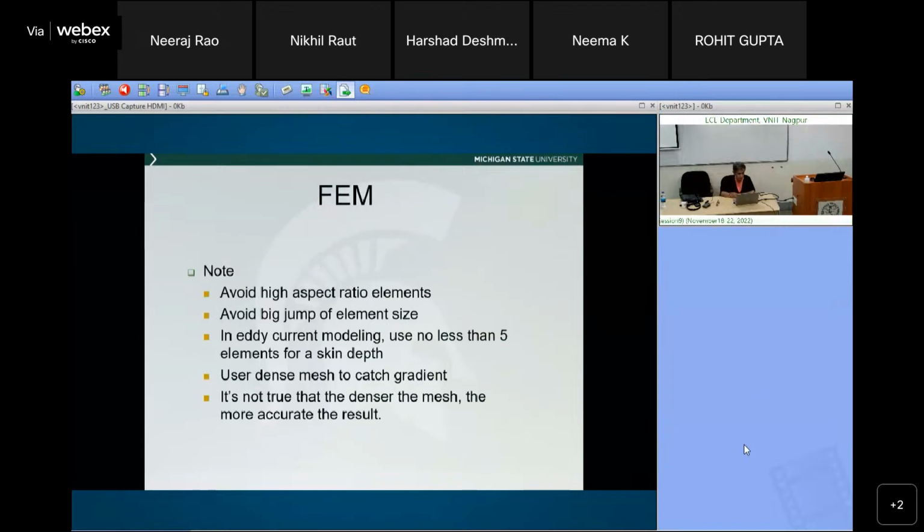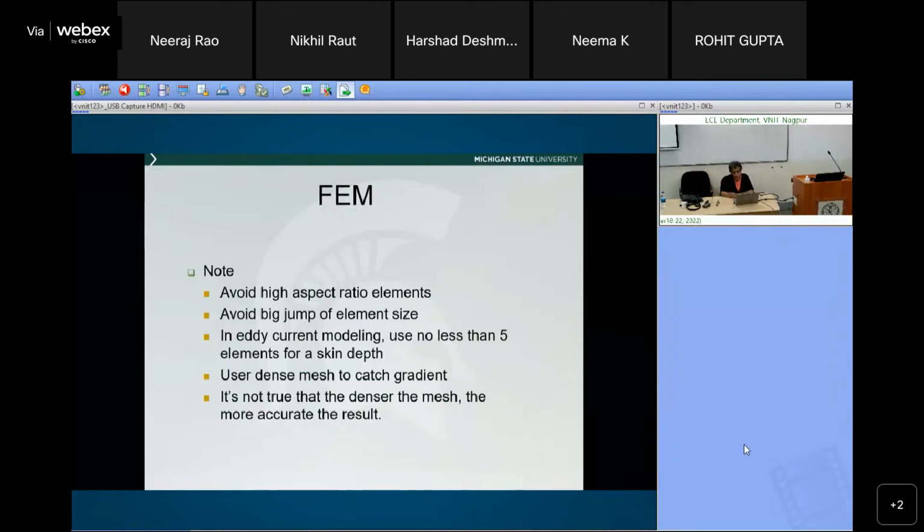Some of the things you need to keep in mind when you are discretizing is you've got to make sure that you avoid high aspect ratio. To the extent you can, the dimensions of the elements should all be comparable, so the aspect ratio is as close to 1 as possible. Because if this is not done properly, it ends in a convergence problem, because you're trying to invert a matrix, and that's the problem there.